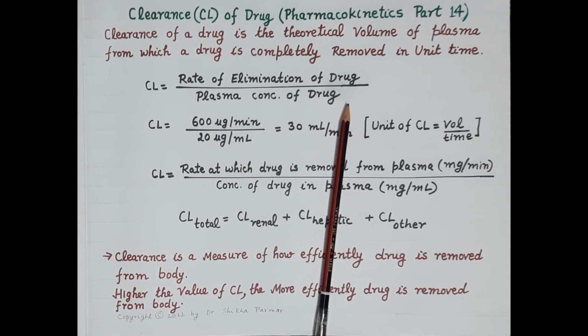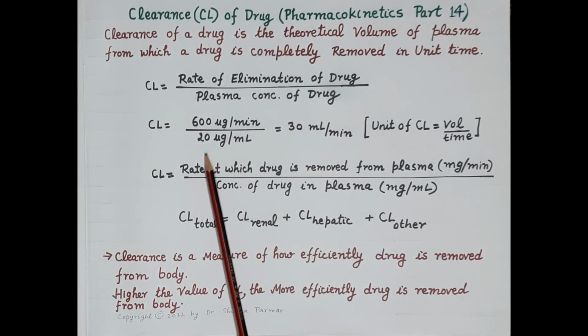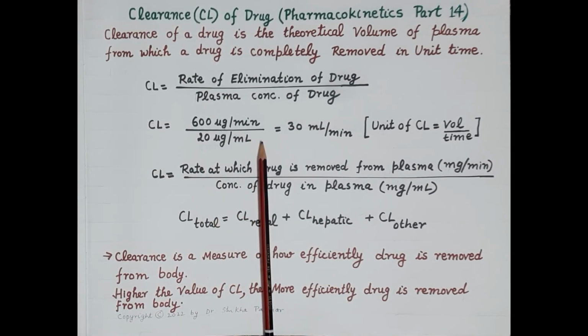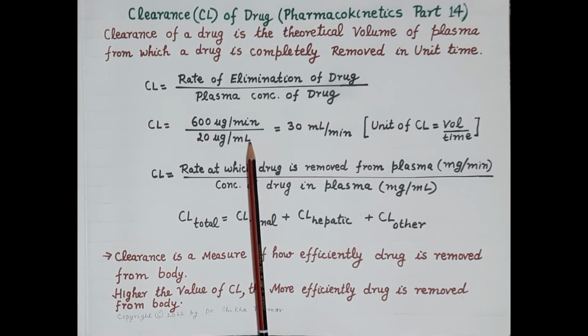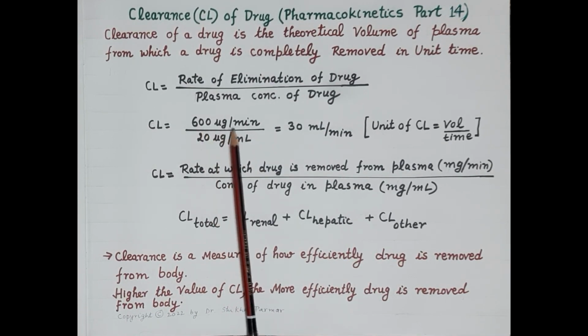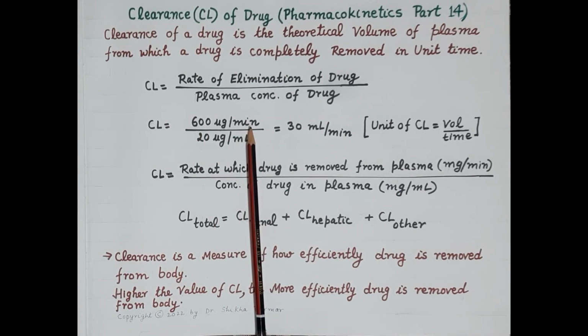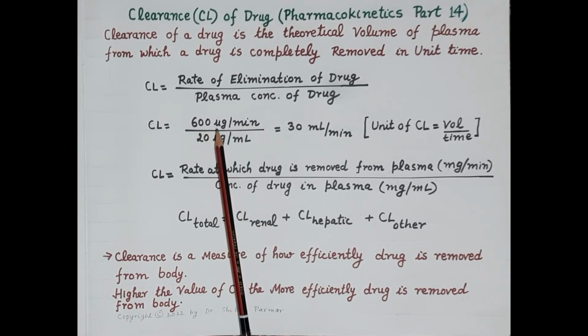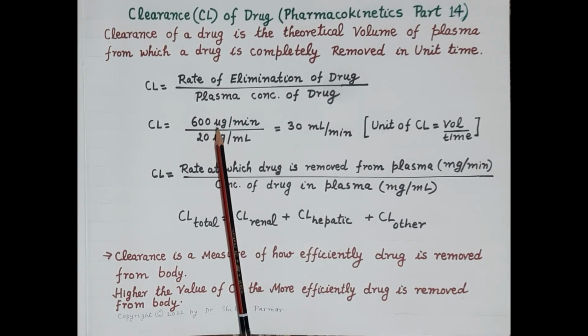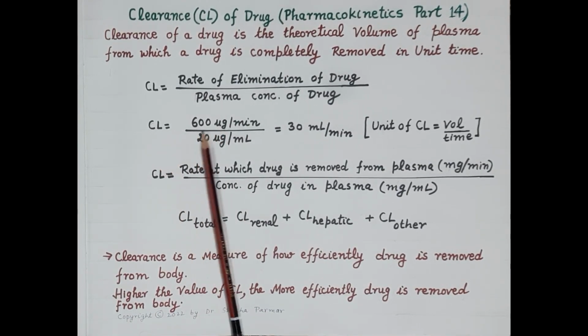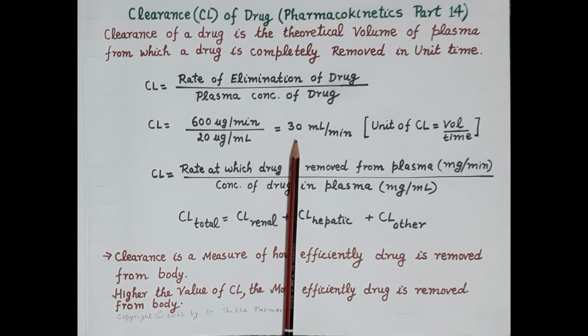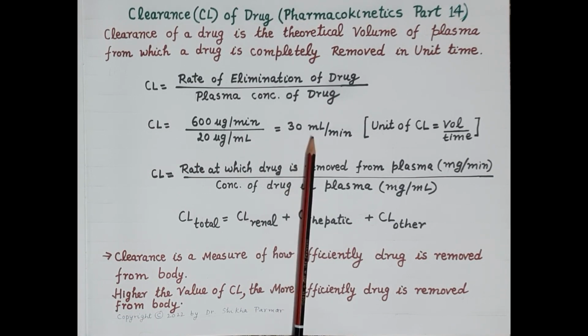Now, let's understand this with the help of an example. Let's say that the plasma concentration of a drug is 20 microgram per milliliter. That is, 20 microgram of a drug is present in each ml of plasma. The rate of elimination of the drug is 600 microgram per minute. That is, 600 microgram of the drug is removed in each minute from the plasma. So clearance of the drug is 600 microgram per minute divided by 20 microgram per milliliter, that is 30 milliliters per minute.